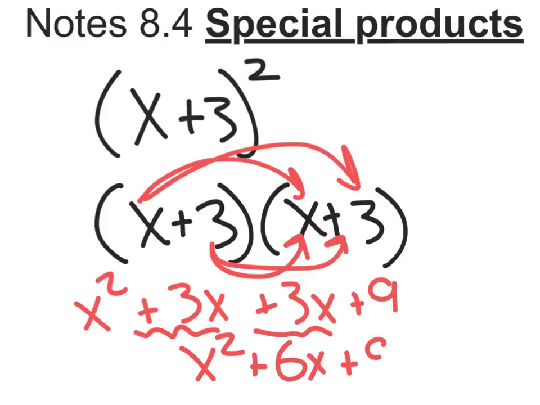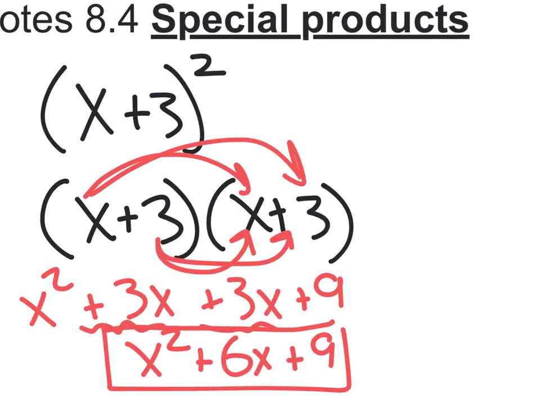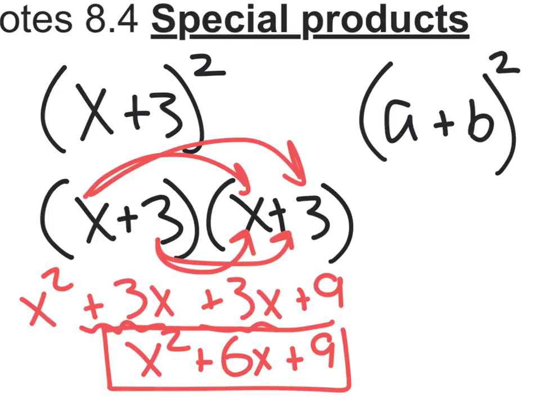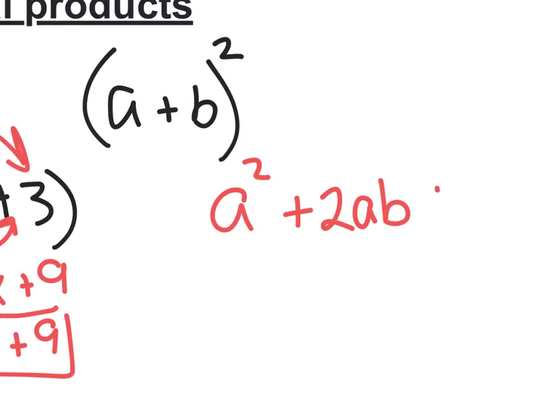6x. And bring down the plus 9. Okay? So that's the answer. We already knew how to do that. But in this section, they want us to go over this pattern that if you have (a plus b) squared, you could jump to this where your answer is going to be a squared plus 2 times ab plus b squared. Okay? So the problem that we just did was (x plus 3) squared, right?